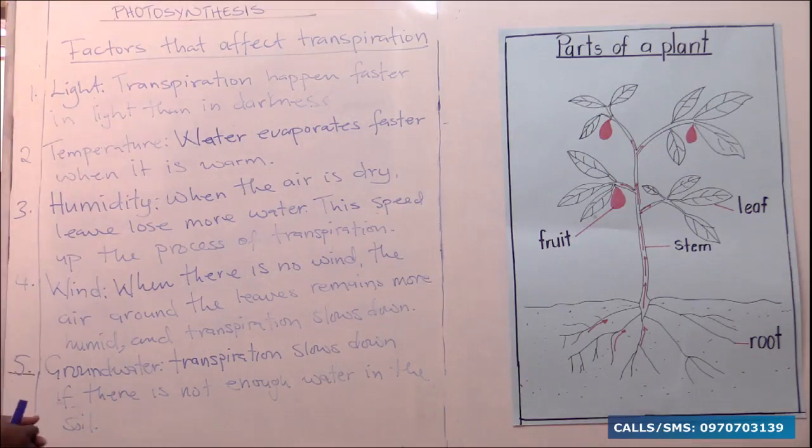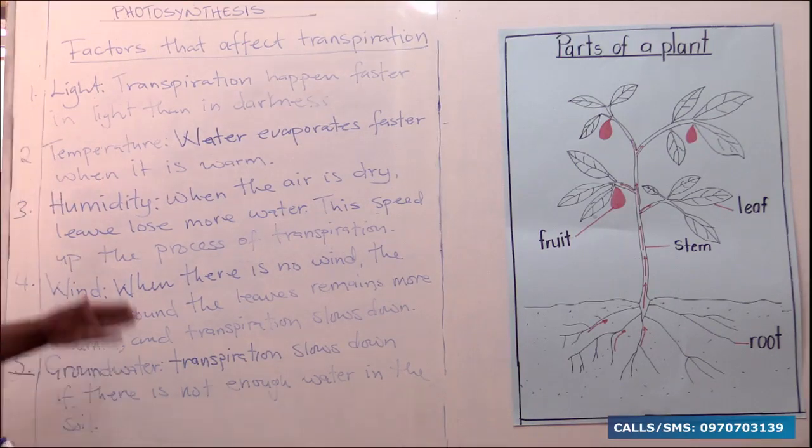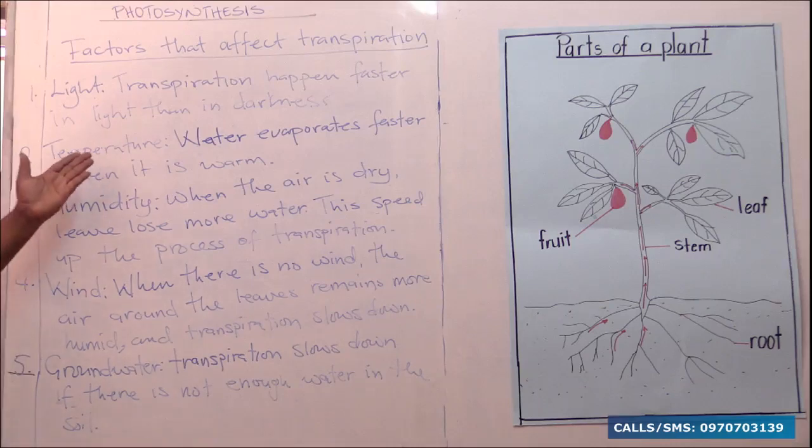So we looked at light. Transpiration happens faster in light. The main reason for this is that the light stimulates the stomata to open more, so that the water in the leaves evaporates fast. The water evaporates faster when it is warm. So when it is warm, the water vapor will evaporate fast.